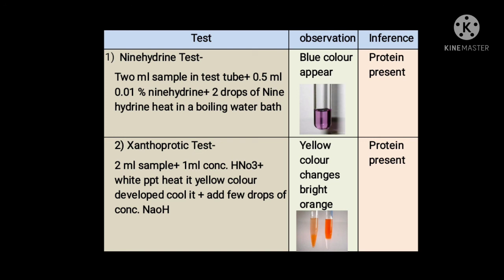While the second test, we can call that the xanthoproteic test. Take 2 ml sample plus 1 ml concentrated HNO3. There is a development of white precipitate. When heated, there is a development of yellow color. After cooling, you add a few drops of concentrated NaOH. The yellow color changes to bright orange. It indicates that there is a presence of proteins.